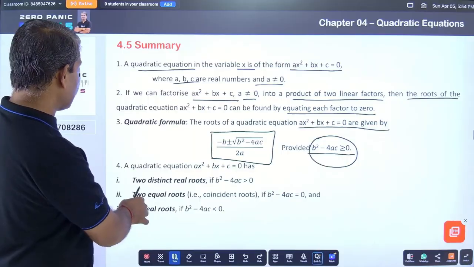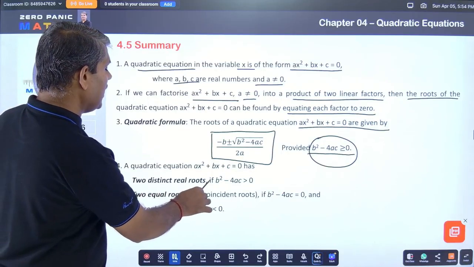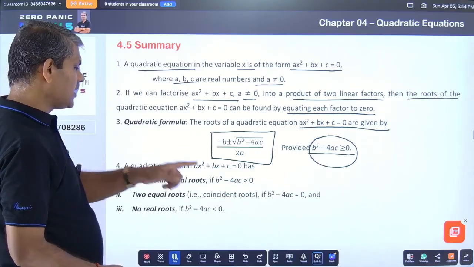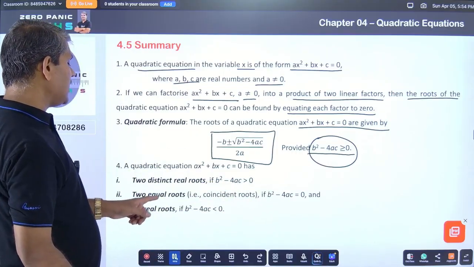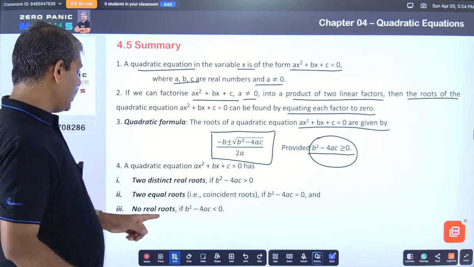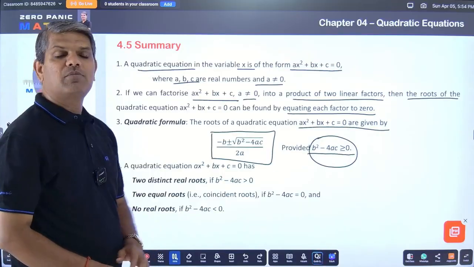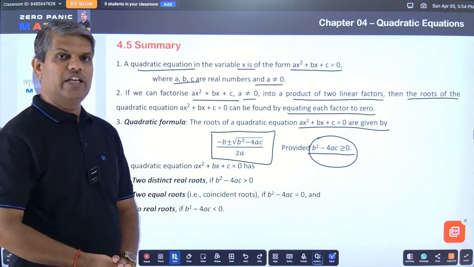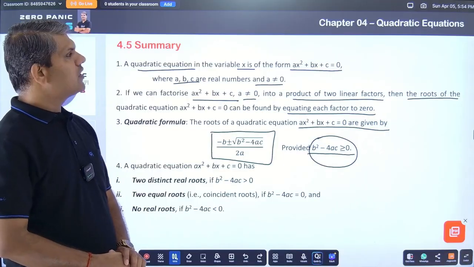And what was that? If the two roots are distinct and real, then the value of b square minus 4ac, the discriminant, is greater than 0. If it is equal to 0, then we say that the roots are real and equal. If no real roots exist, then the discriminant value b square minus 4ac will be less than 0. Okay, so this is all about the quadratic equations chapter 4.